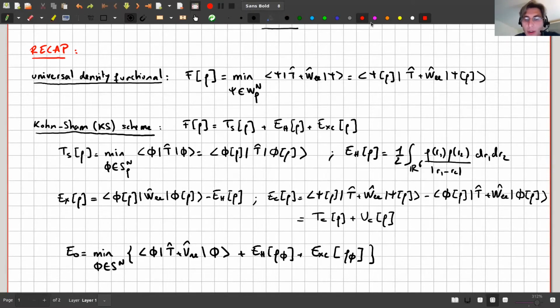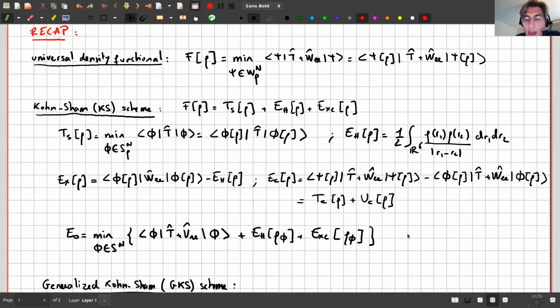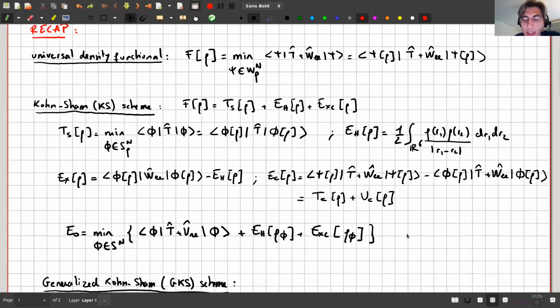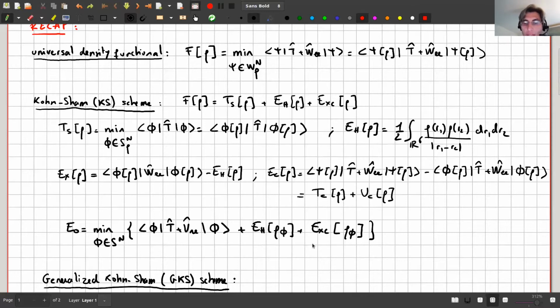And so in this course, we will in particular see approximations for the exchange and correlation functional. We will see, of course, the first approximation, which is the local density approximation, but also the so-called generalized gradient approximations, where you introduce the gradient of the density.